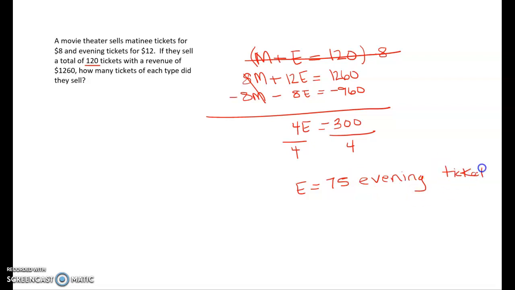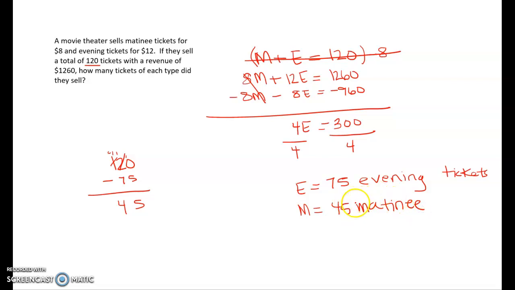Now, if there were 120 tickets total, we can just say, okay, 120 minus the 75, and that'll tell us how many matinee tickets there are. So we're going to end up with 45 tickets. So matinee, we get 45 matinee tickets.